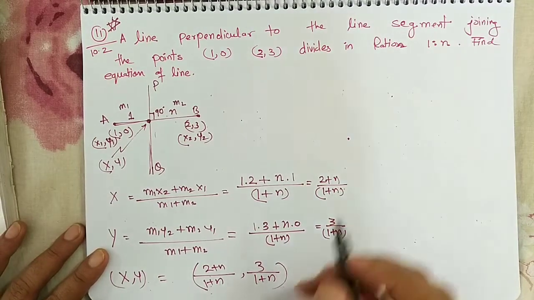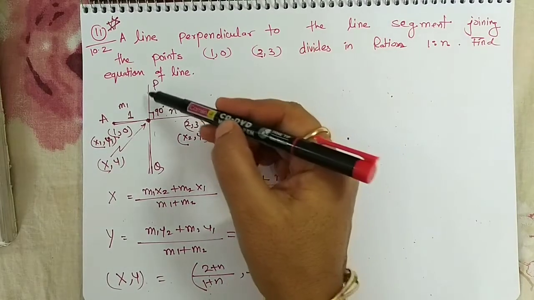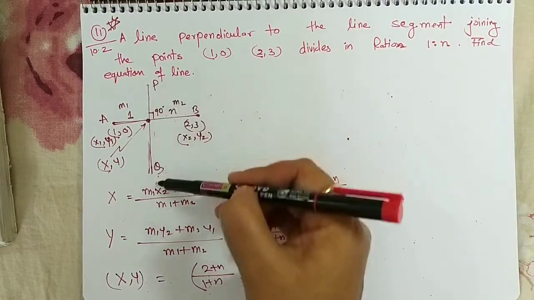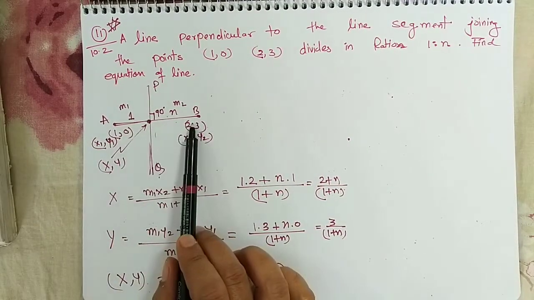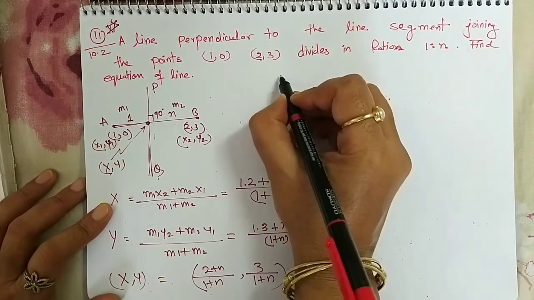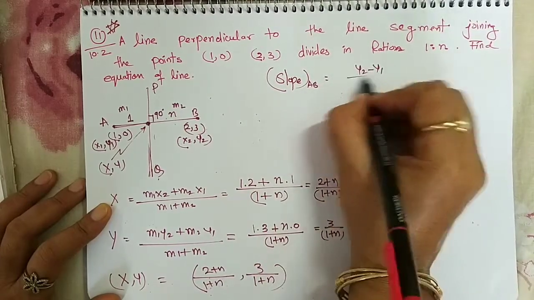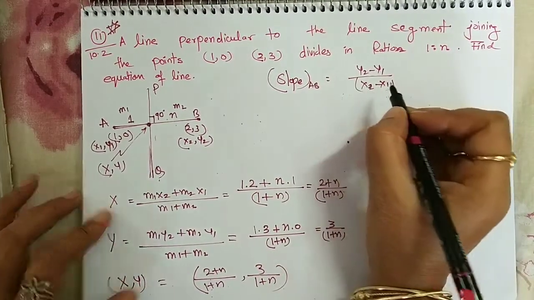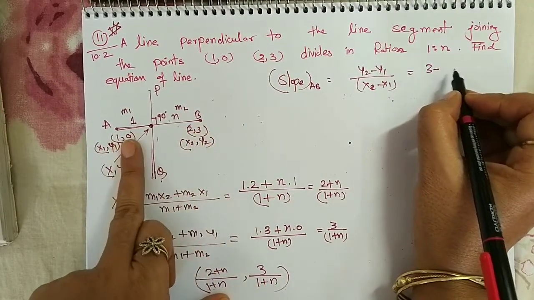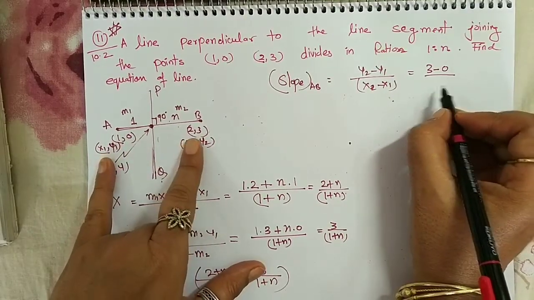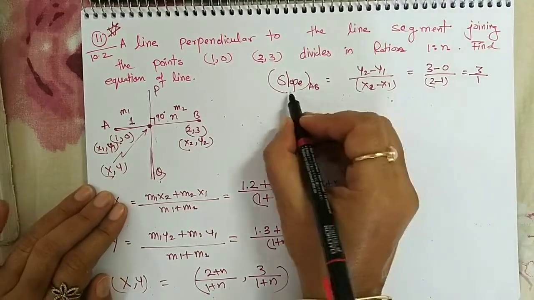Now we need the slope of this line. So we got the point. Now we will try to find the slope because we are interested in this line. We should know the slope. What is the clue? Can we find out the slope of AB? Yeah. So let me try. Slope of AB is y2 minus y1 by x2 minus x1. Correct. So y2 minus y1 is 3 minus 0, x2 minus x1 is 2 minus 1. So 3 by 1. So this is my slope of AB.